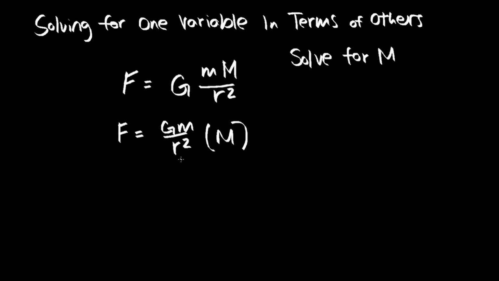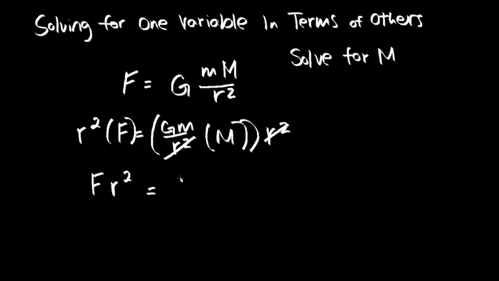So the first step that we're going to do is multiply by r squared. You see why we do that: because we have a division by r squared, and in order to get rid of that on this side of the equation, we multiply by r squared. And boom, these two cancel. And remember, as always, we do it on one side of the equation, we do it on the other. So we're left with F r squared equal to, and we have our capital M that we're solving for.